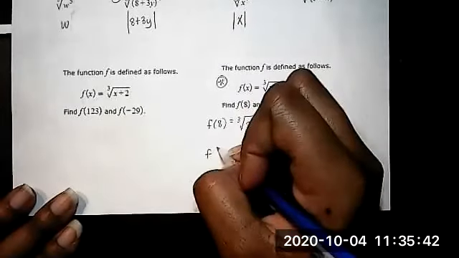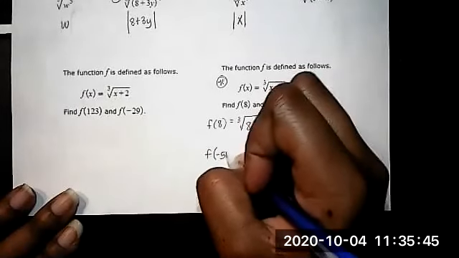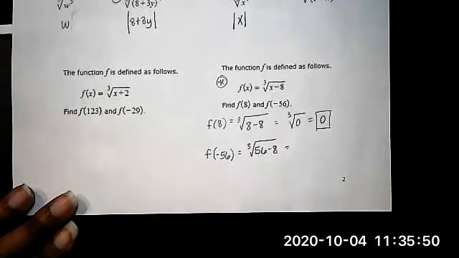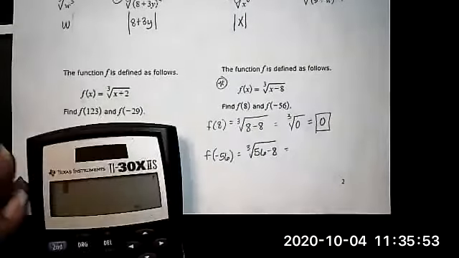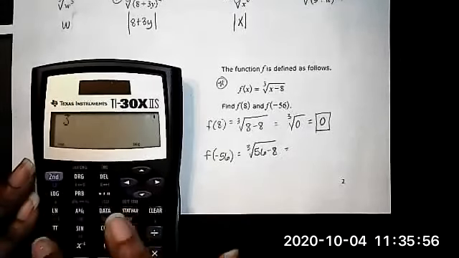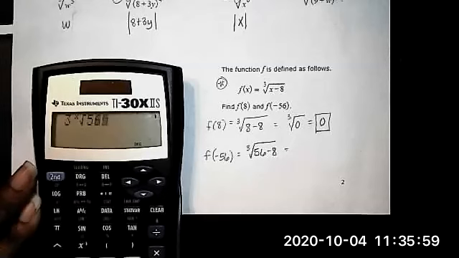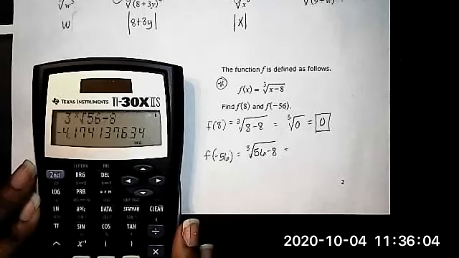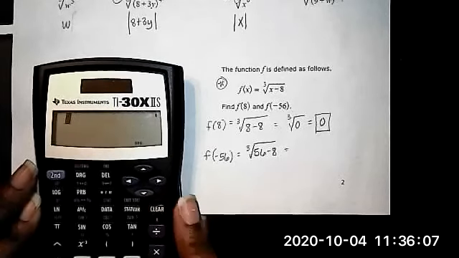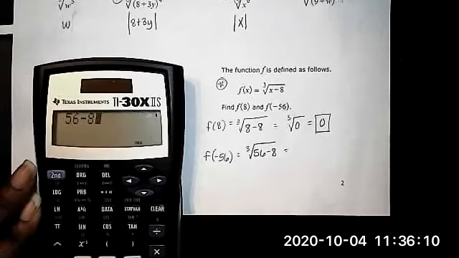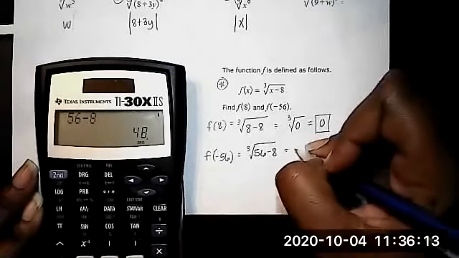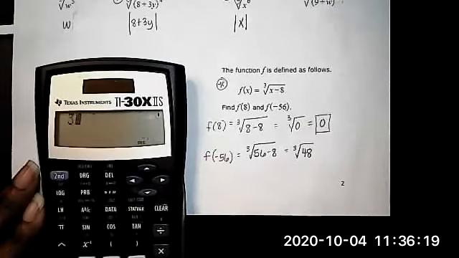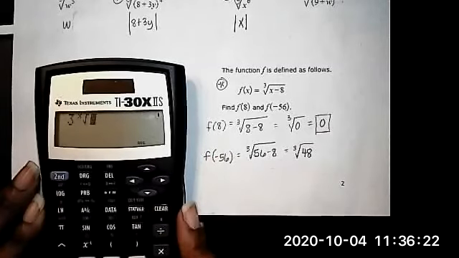Second one, f of negative 56. So you're going to have the cube root of 56 minus 8. I can just throw that in my calculator. I'll say cube root, so the cube root of 56 minus 8. Push enter. Oh, look at that. It becomes something kind of nasty. So let's do this by hand. 56 minus 8 is 48. Cube root of 48. Let's see if we can do that. Let's see if that one works out for us. The cube root of 48.